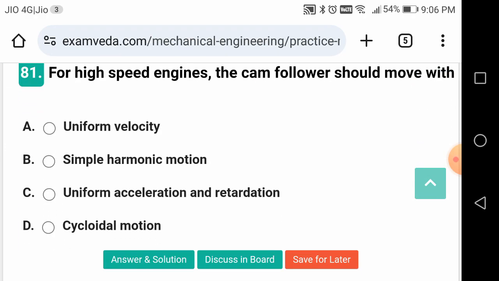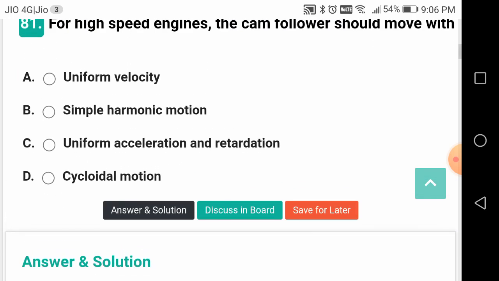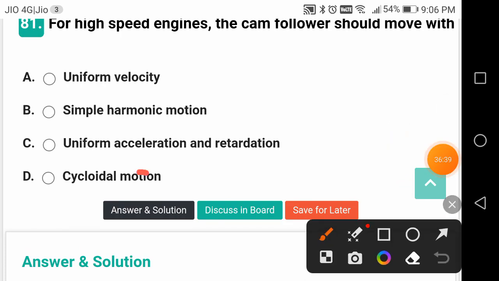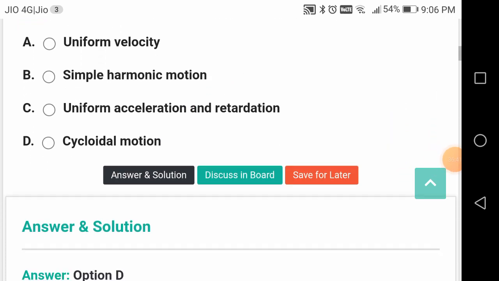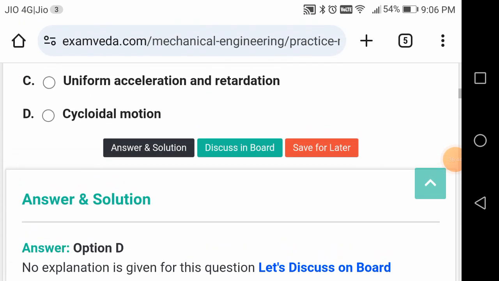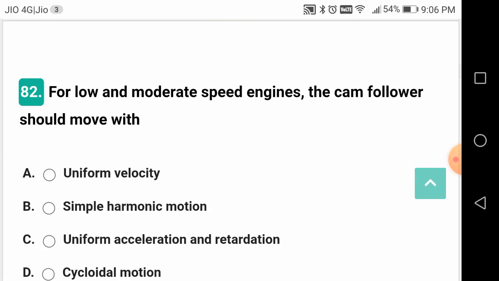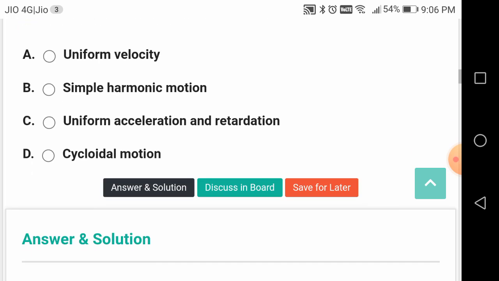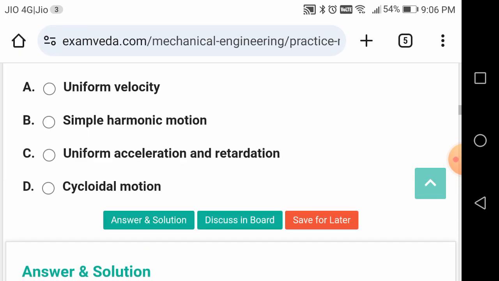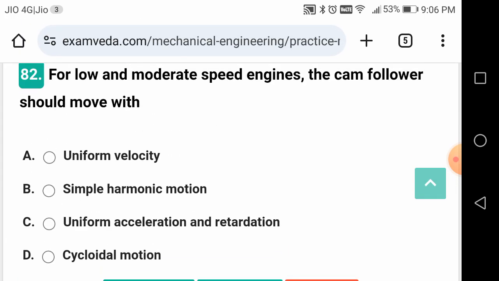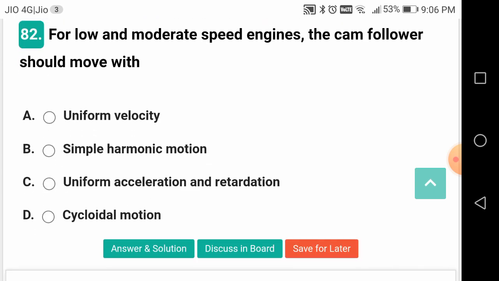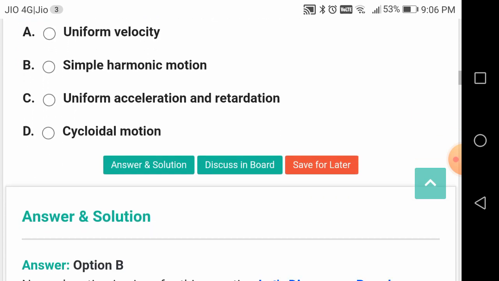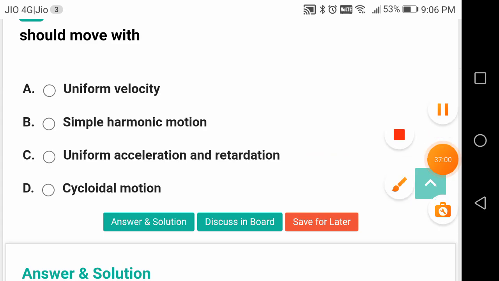For high speed engines, the cam follower should move with cycloidal motion. There are different types of motion for the cam and follower. So, for this particular case, it should be cycloidal motion. For low and moderate speed engines, it should be with simple harmonic motion. These two are very good questions, friends.